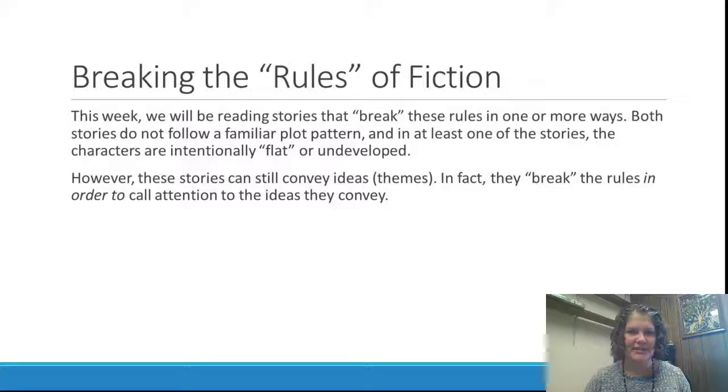Both of the stories that are assigned for this week do not follow a familiar plot pattern, so they don't necessarily follow that structure I just described. And at least one of these stories has characters that are intentionally flat or not very well developed. Even though these stories break the rules of fiction, however, they still convey ideas, or they still develop themes. In fact, they break these expectations in order to call attention to the ideas that the stories convey.